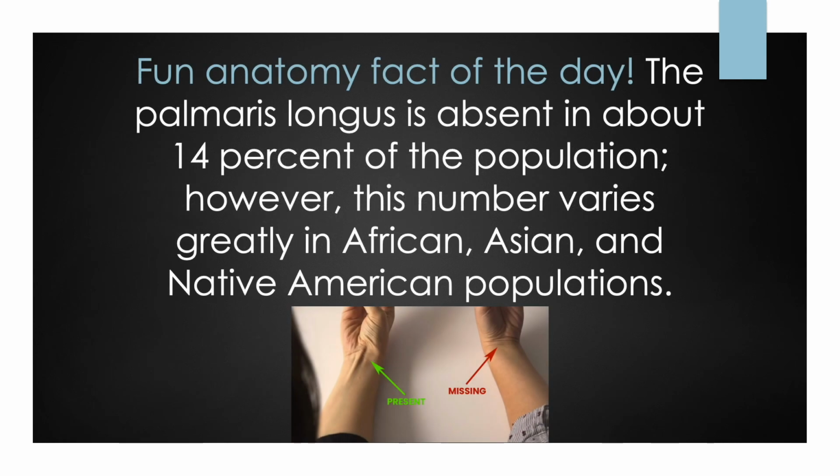And finally, for our fun anatomy fact of the day, the palmaris longus is absent in about 14% of the population. However, this number varies greatly in African, Asian, and Native American populations. So there's actually a way to test and see if you have the palmaris longus. Extend your arm out in front of you and touch your thumb to your pinky finger. And if you see this prominent tendon when you perform that motion, that means you have the palmaris longus. I, for example, do have it, but try this test on yourself and see if you have it too.